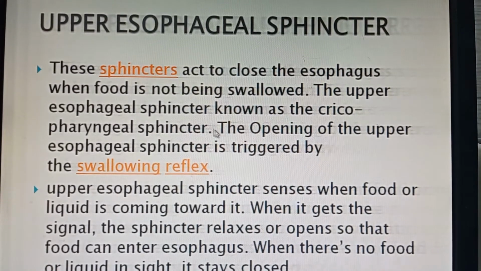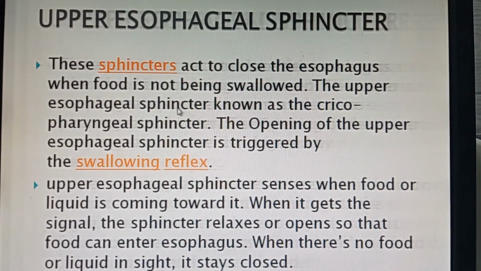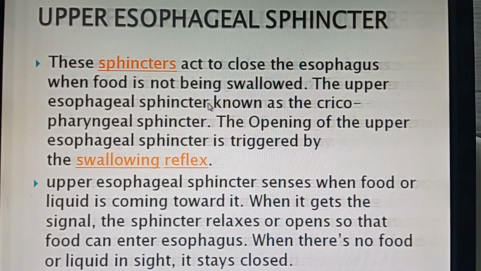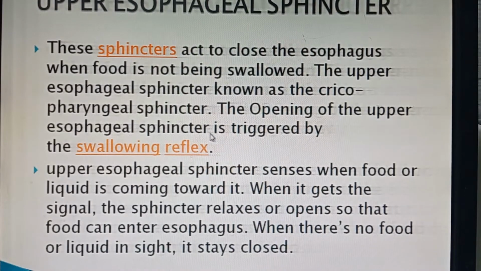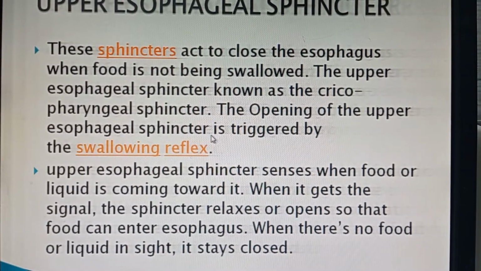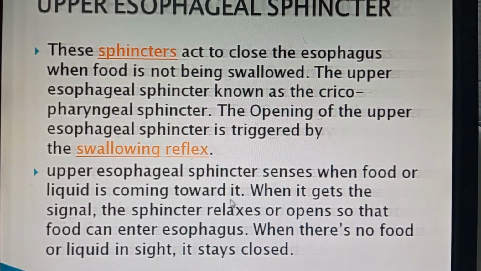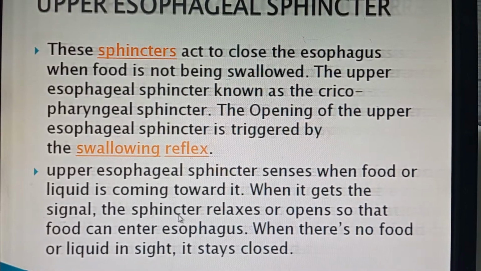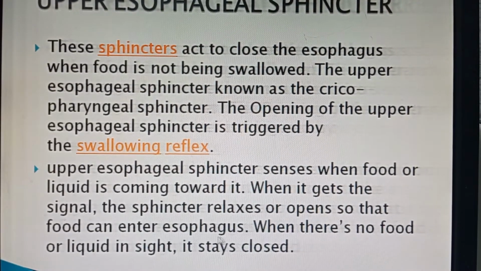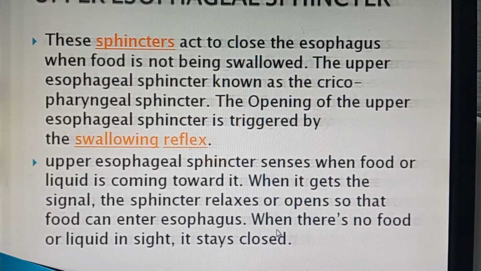The upper esophageal sphincter is known as the cricopharyngeal sphincter. The name of the upper esophageal sphincter is cricopharyngeal sphincter. The opening of the upper esophageal sphincter is triggered by the swallowing reflex. When food or liquid is coming toward it, it receives a signal, and the sphincter relaxes and opens. The food enters the esophagus. When there is no food or liquid, it stays closed.